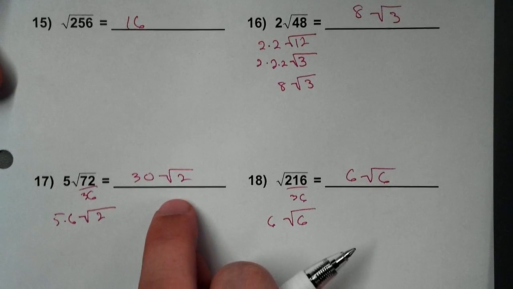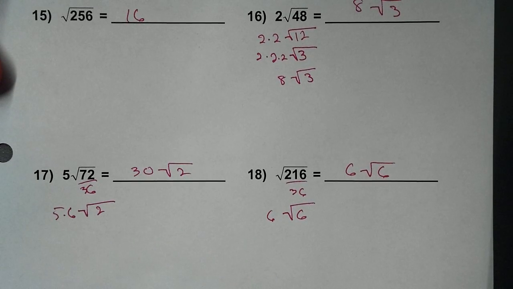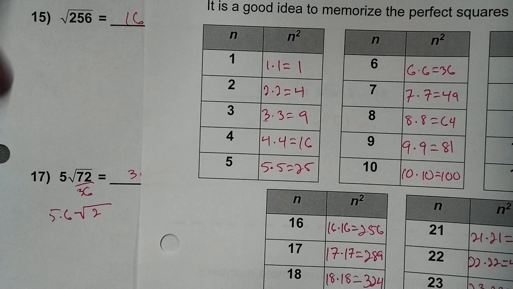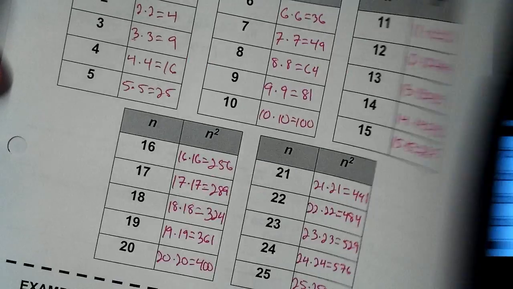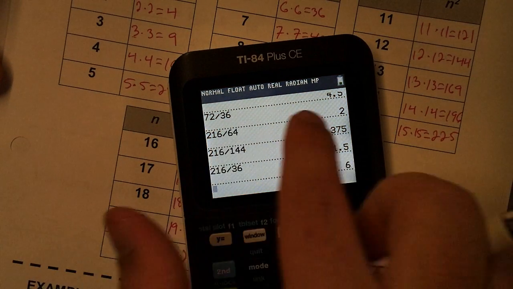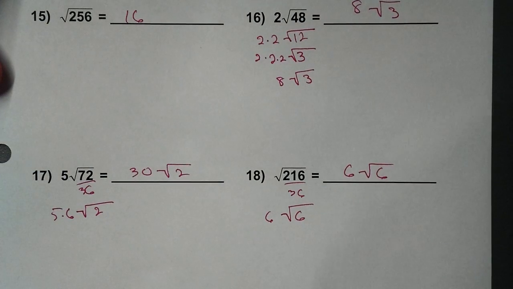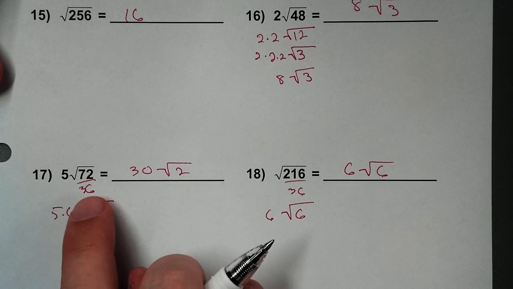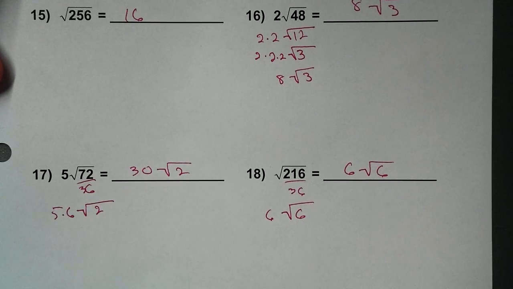Alright, so on this one, I looked through and I saw the biggest number I could divide out that was a perfect square was 36. And you can just plug them in one at a time. You can see on my calculator, I was plugging in one at a time until I got one that matched. 72 divided by 36 was 2. So the 2 is left over in the radical. Whatever doesn't divide out is left over in the radical. I pulled out the 6 to the outside. 5 times 6 is 30.